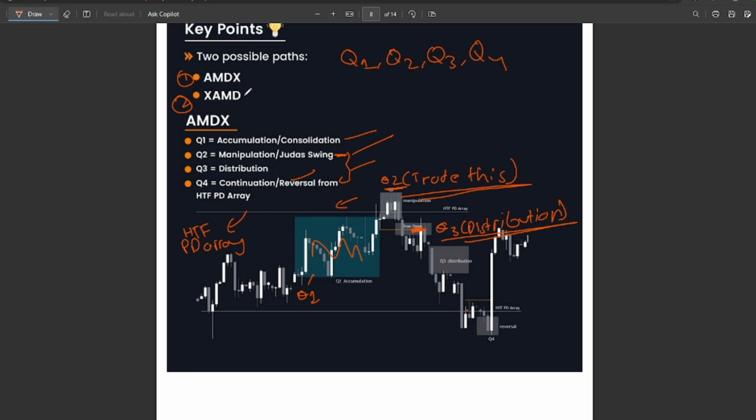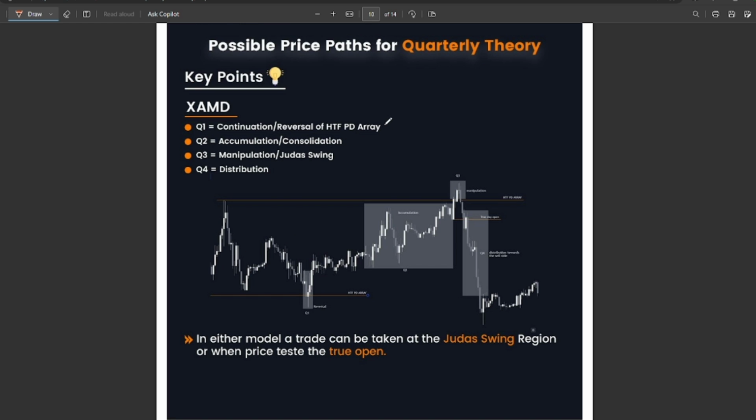So let's move to our second type of price path, that is XAMD. In XAMD price paths, the first quarter consists of a reversal. This is the Q1 reversal. The second quarter consists of accumulation. The third quarter consists of manipulation or Judas swing. The fourth quarter consists of distribution. So here too you can take a trade either on the Judas swing or on the distribution level. If you take a trade on the Judas swing, you will be taking a trade in the Q3 region. And if you take a trade in the Q4 region, that is the distribution region, you will be taking trades once price gets below the true open. So I hope it is clear up till now.